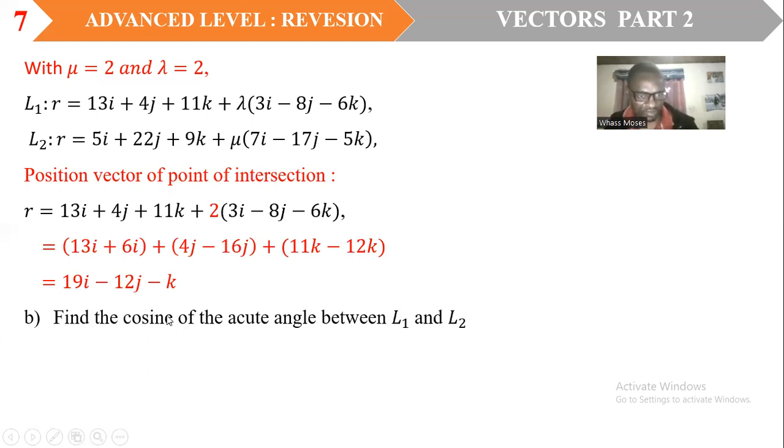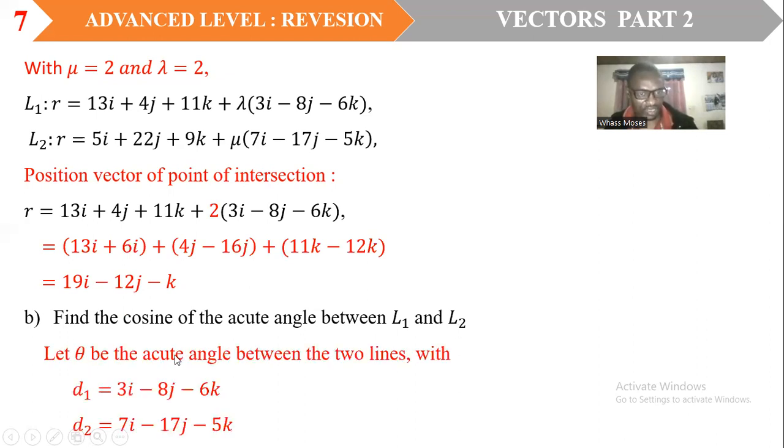B, we're asked to find the cosine of the acute angle between L1 and L2. We let theta be the angle between the two lines. Looking back at the equations of the two lines, to find that angle we need to identify the vectors in the direction of both lines. In the first line, the direction vector d1 is 3i minus 8j minus 6k, as you can see represented here. In the second line, the direction vector d2 is 7i minus 17j minus 5k. Those are the direction vectors.